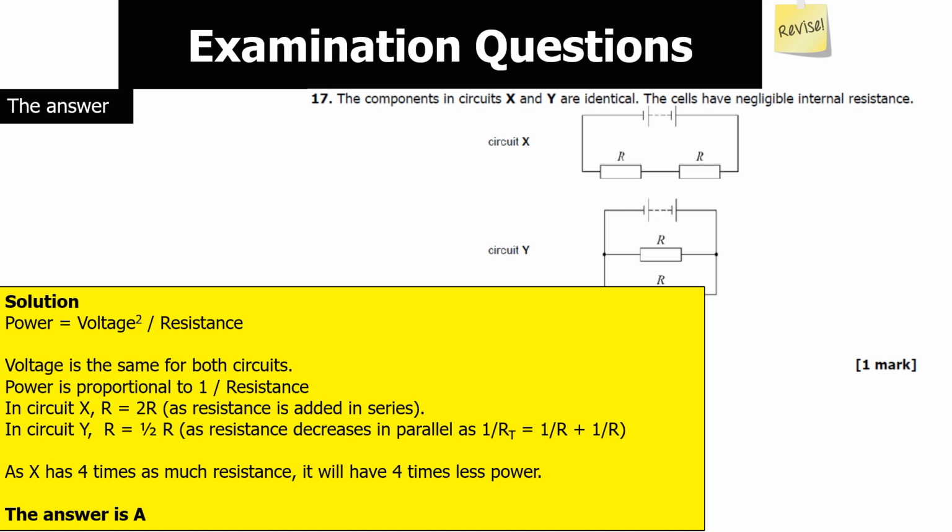Well, the answer is A, because we know power is equal to V squared over R. Now from this question we know that V, voltage, is the same for both circuits, and therefore power is going to be proportional to 1 over resistance. So in circuit X we know that R is equal to 2R because we've got 2 resistors in series, yet in circuit Y R is equal to half R because we've got the resistors in parallel. So therefore X will have 4 times as much resistance, and therefore it will have 4 times less power from the relationship, so our answer is A.